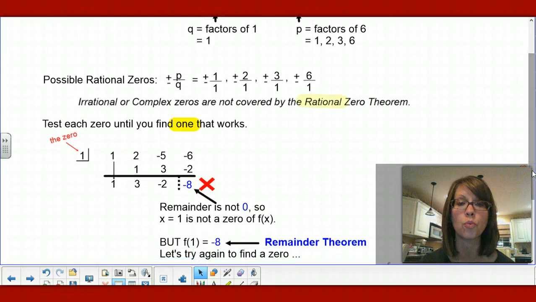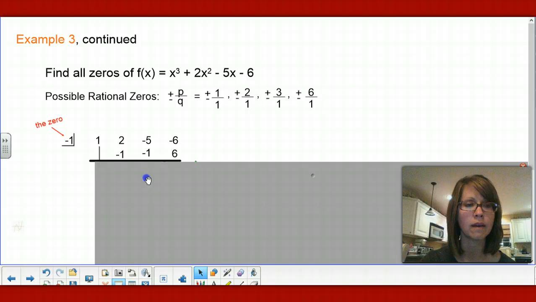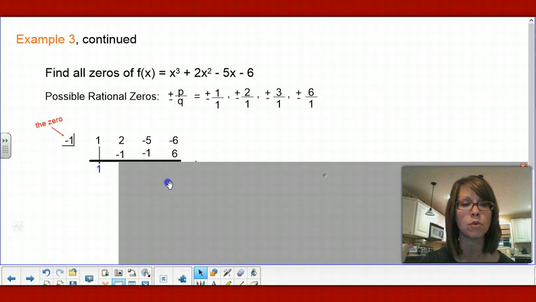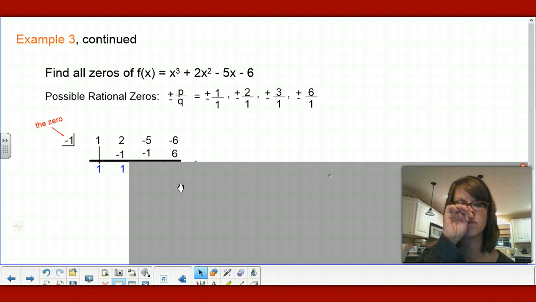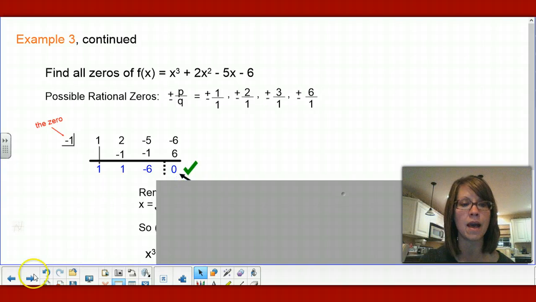All right, so we've got to try again because remember we need to find a 0 that works. Test each 0 until you find one that works. This time we're going to go negative 1. We tried positive 1. That didn't work. Let's try negative 1. We bring down the 1, multiply negative 1 by 1 and get negative 1. Another 1. A negative 6 with the negative 5 and negative 1. Multiply to get positive 6, and our remainder is 0, and that is a good thing.